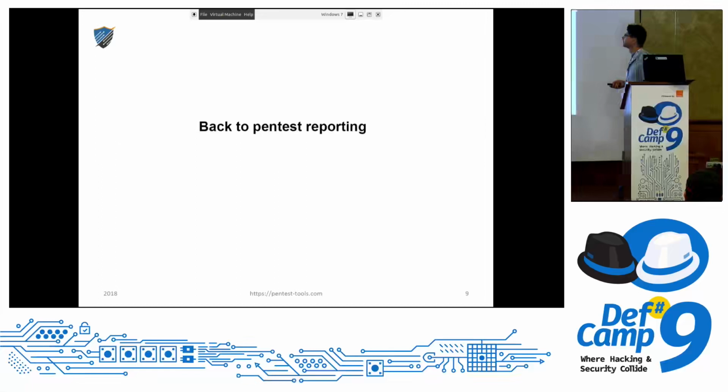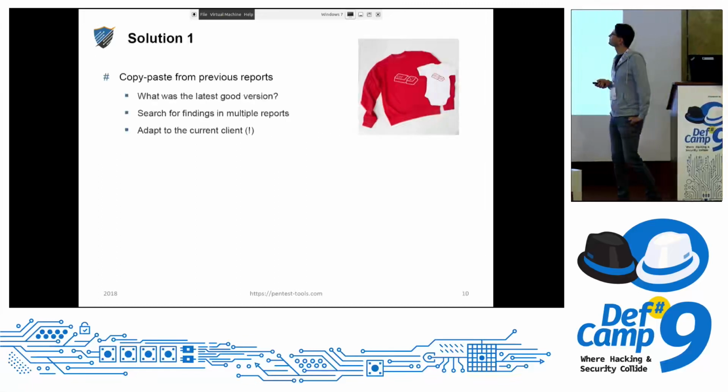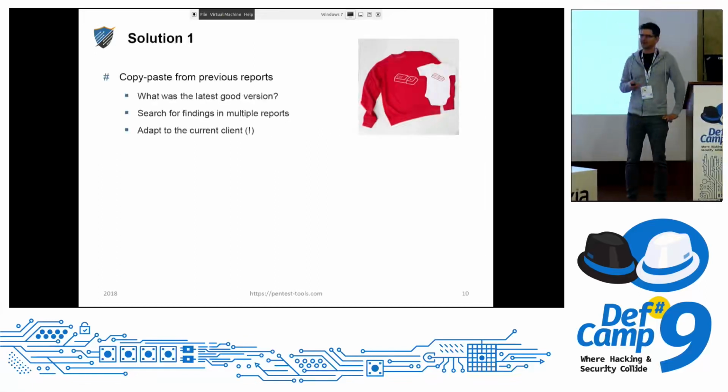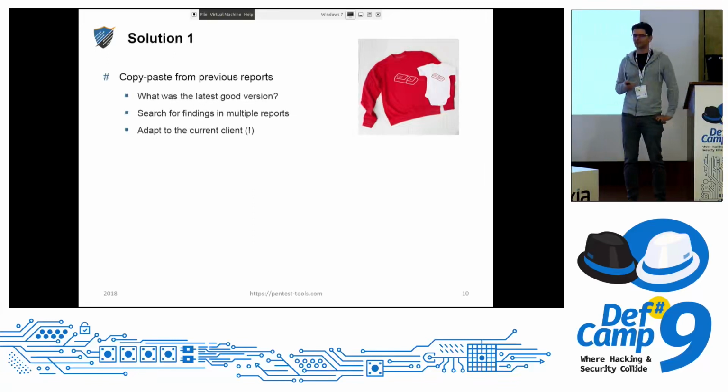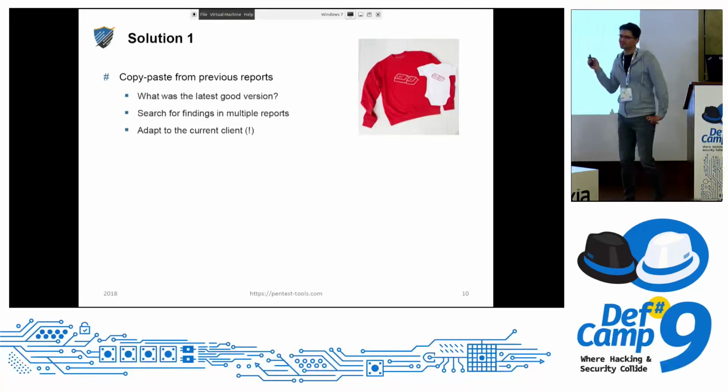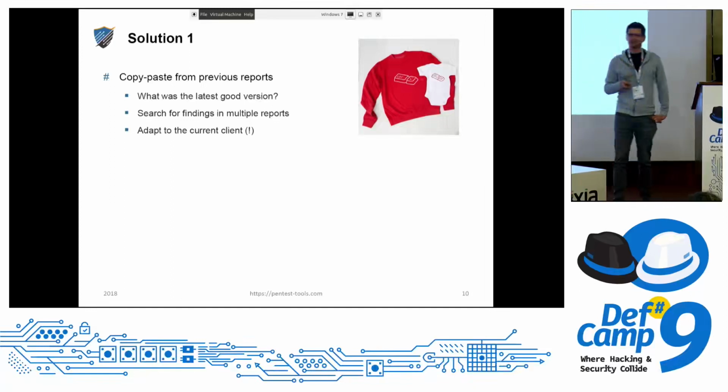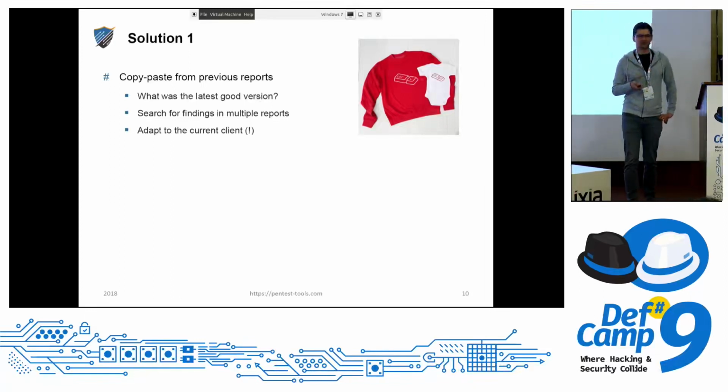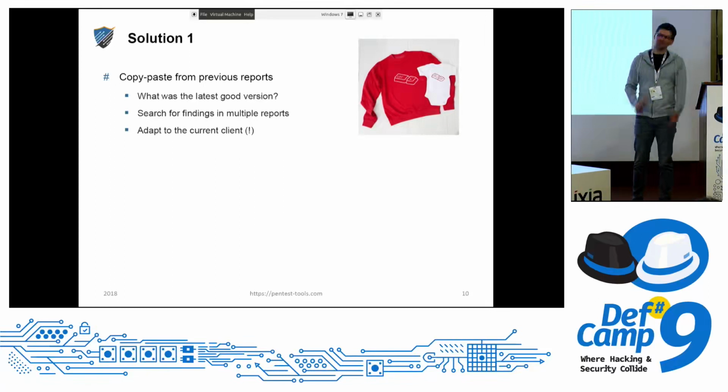But let's get back to pentest reporting. So, what do you do when you have to write a pentest report? The first solution, I couldn't help of not putting this picture, is Ctrl-C, Ctrl-V. So, you actually do a copy-paste from previous reports that you have. But from this, come on, you never did a copy-paste. Nah.